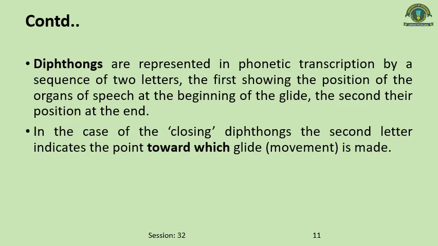My dear student, this time we know that all English diphthongs are falling diphthongs. But at the same time, there are certain things we must try to understand further: diphthongs are represented in phonetic transcription by a sequence of two letters. How are the diphthongs represented in phonetic transcription? The explanation is that they are represented by a sequence of two letters.